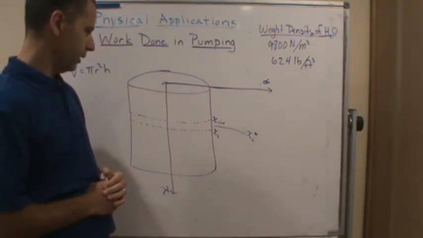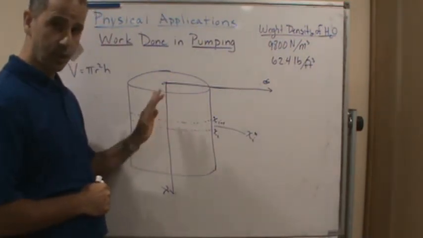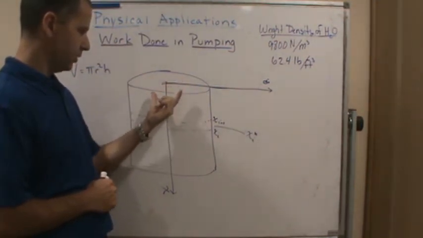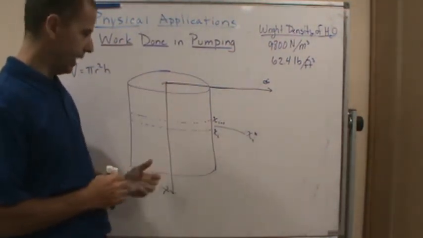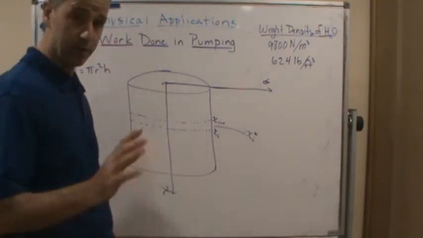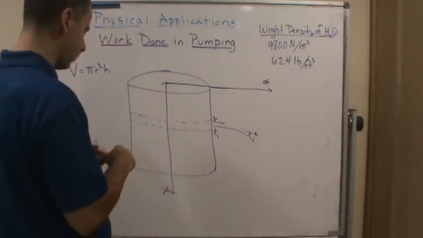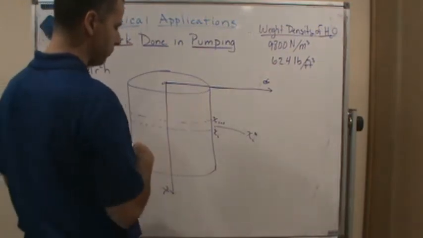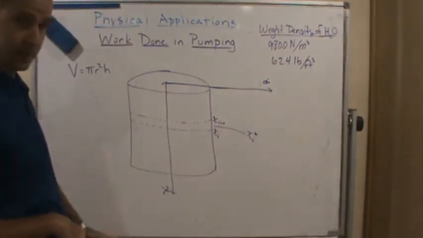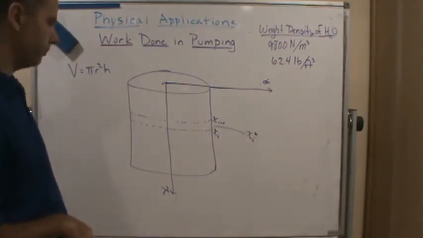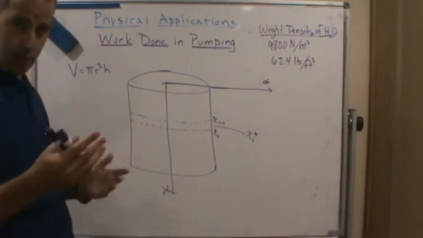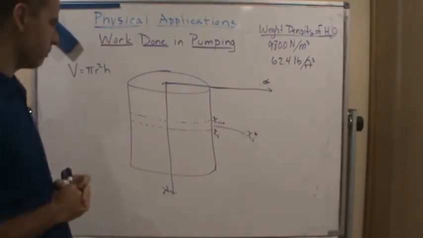Okay? In this example, I'm going to start with a cylinder because a cylinder has a constant shape as the tank empties. So I start with a full tank. We don't have to start with a full tank, but if I start with a full tank all the way to the top, then I want to find out how much work it takes to empty the tank, or to empty it halfway, whatever the case may be.